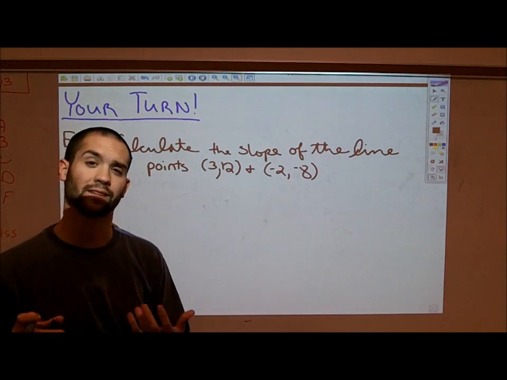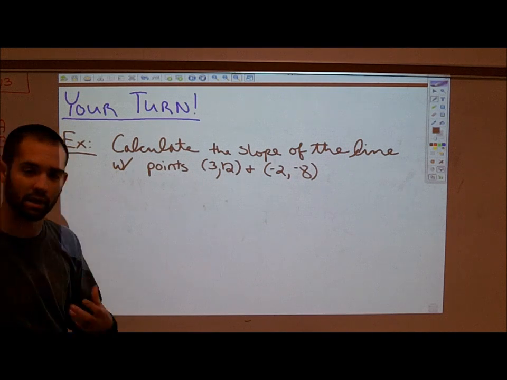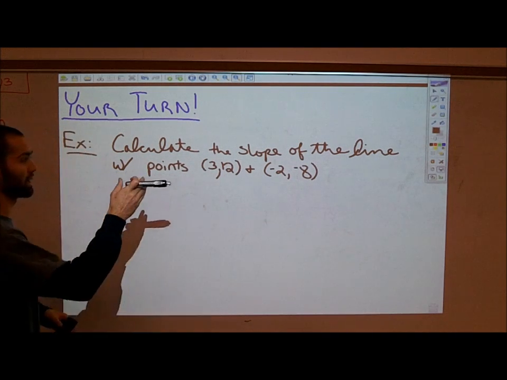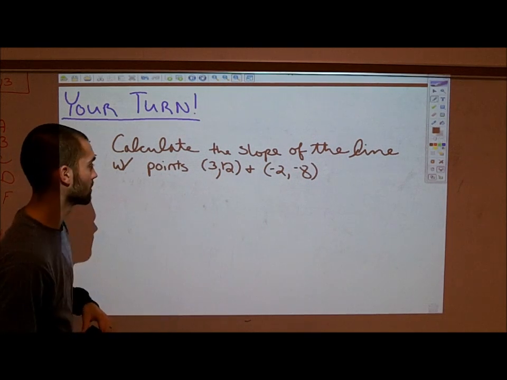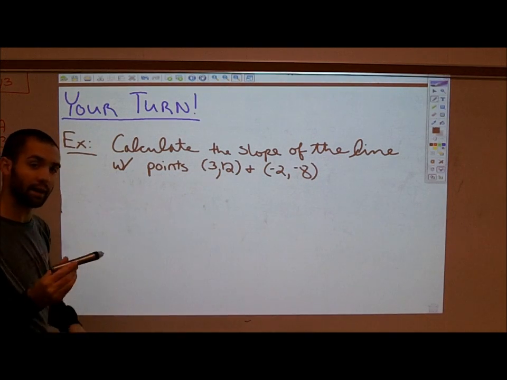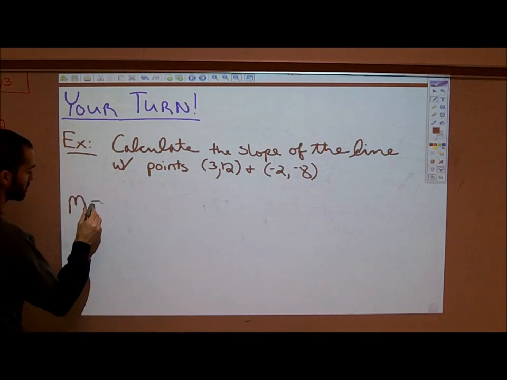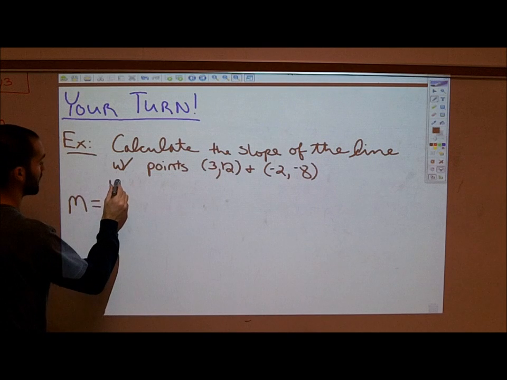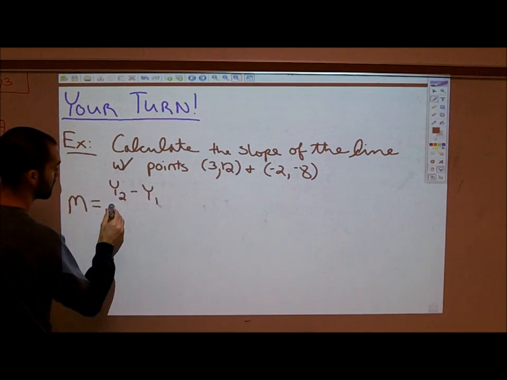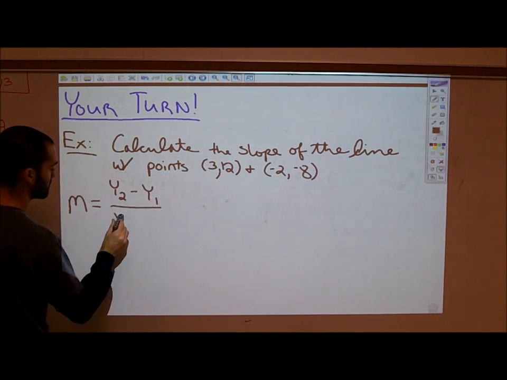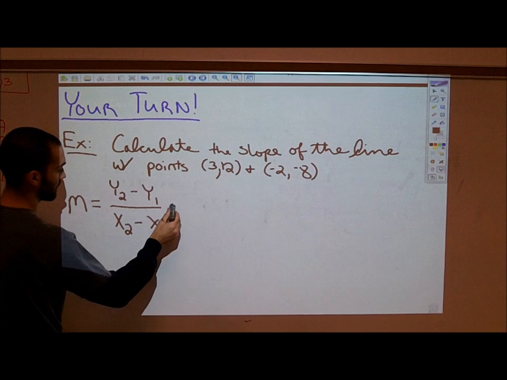Alright, so you just got done trying this problem. We'll go ahead and we'll work through it together. Okay, so again, we're trying to calculate the slope of the line that contains these 2 points. So again, I'm going to start off, like I always do, with my equation. M equals y2 minus y1 over x2 minus x1. Okay?